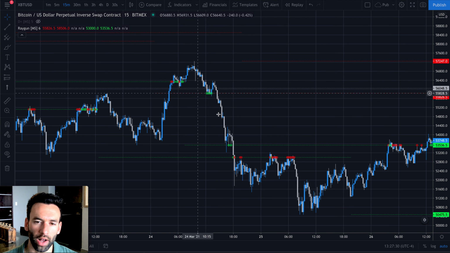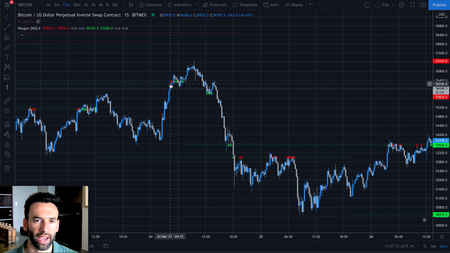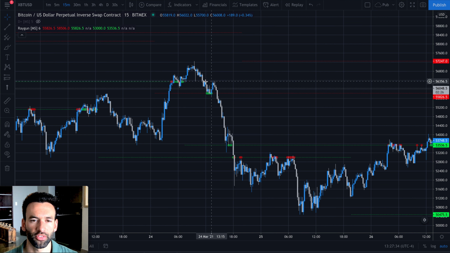So while you're using Raygun, take a look back and see if there's a recent level that might still affect price. You can see it actually affected it here on this big wick, on this wick down, and then it flipped and became resistance again right here. Almost like a mini head and shoulders.